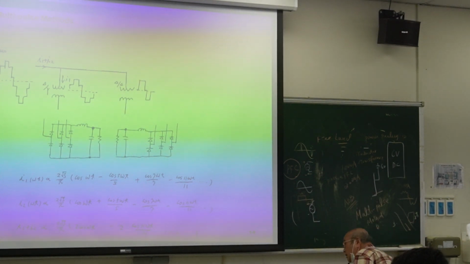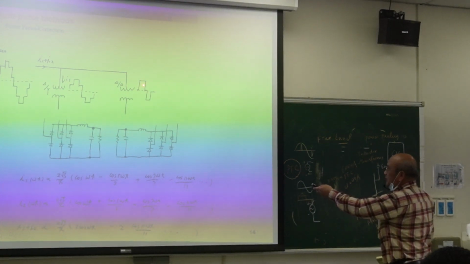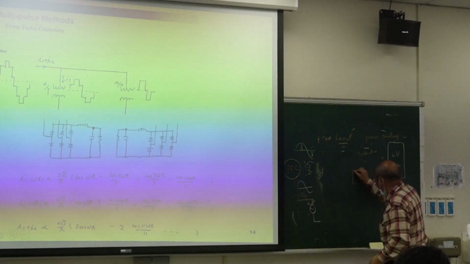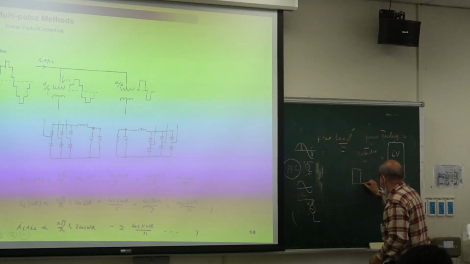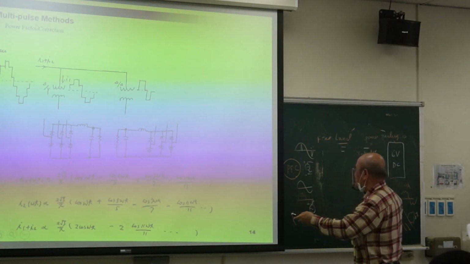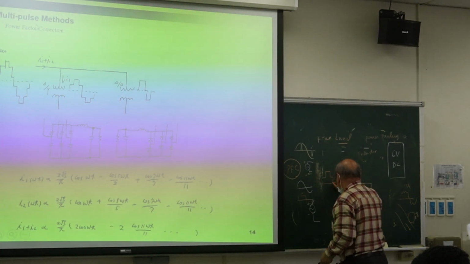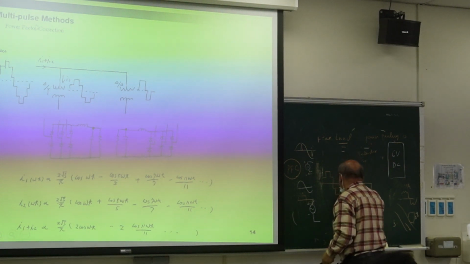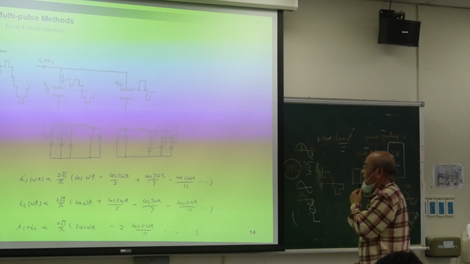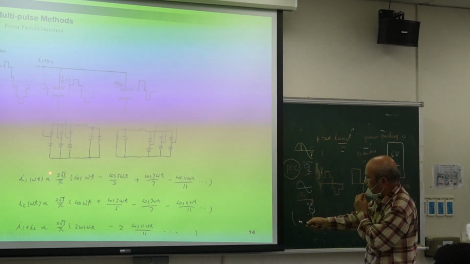Then what happens? If I use delta to delta, I can show the input current is a square wave. It is like this. If I use this one delta, this one Y, then I can get a waveform like this. So from electrical machines, you can prove this. If you learn transformers, you can prove this. Then we use Fourier series. This is I1. I1 is the fundamental.